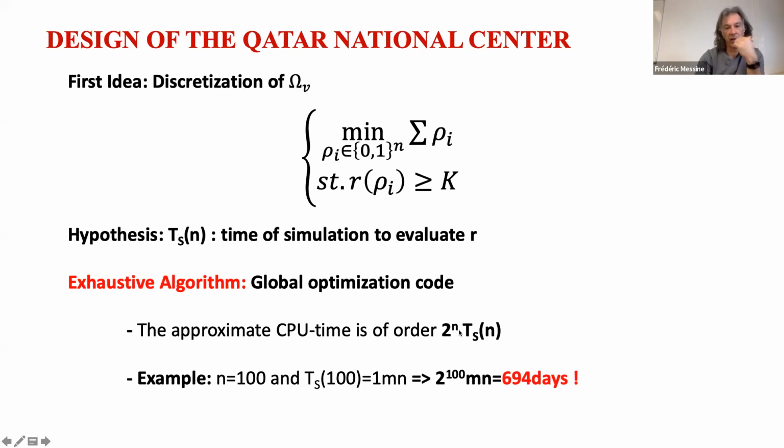So the order is 2 exponent n times the time of simulation. If I take n, for example, n equal 100, it's not very huge. It's just 10 by 10. You will have quite a big square. It's not a huge mesh, it's just 10 by 10. And if I take the simulation time about 1 minute, it's not so bad.